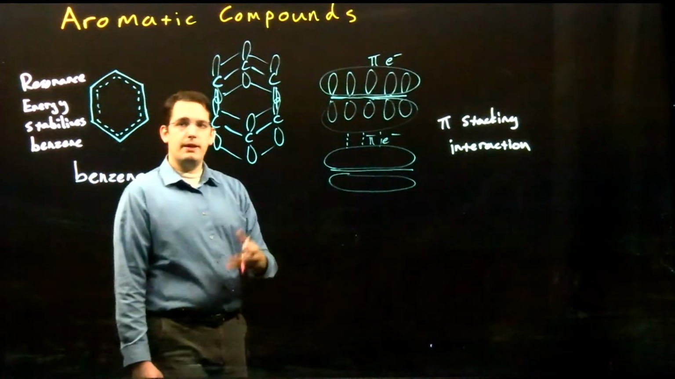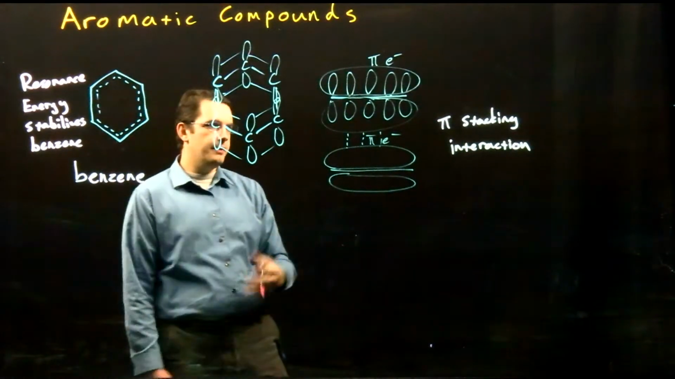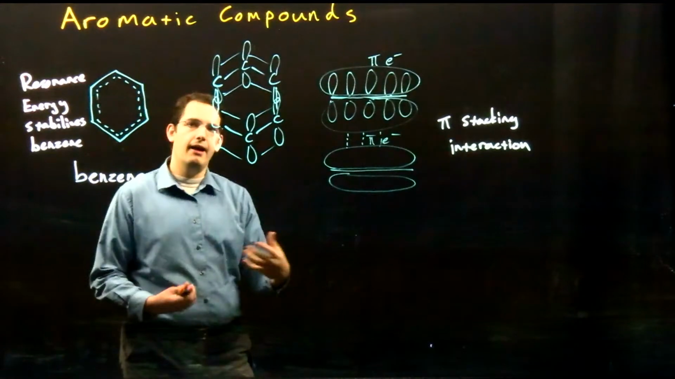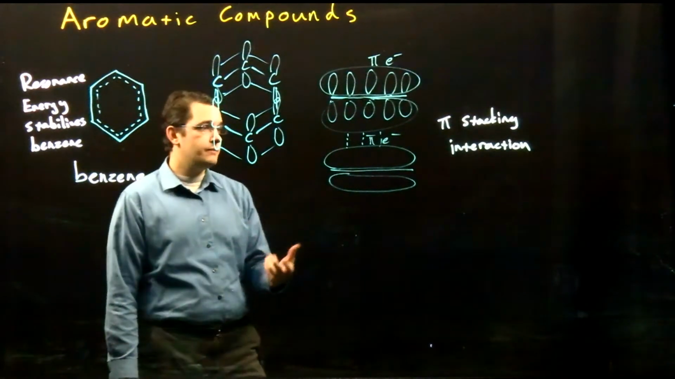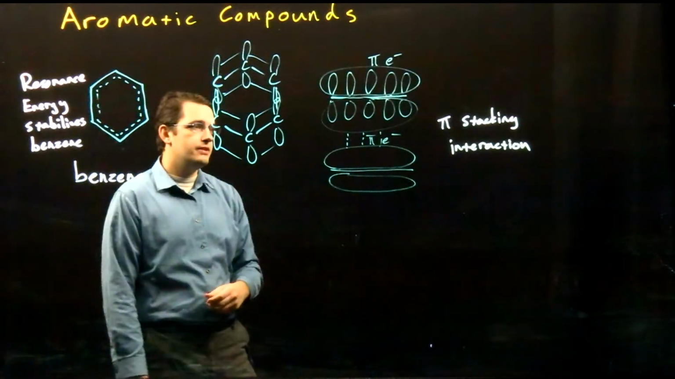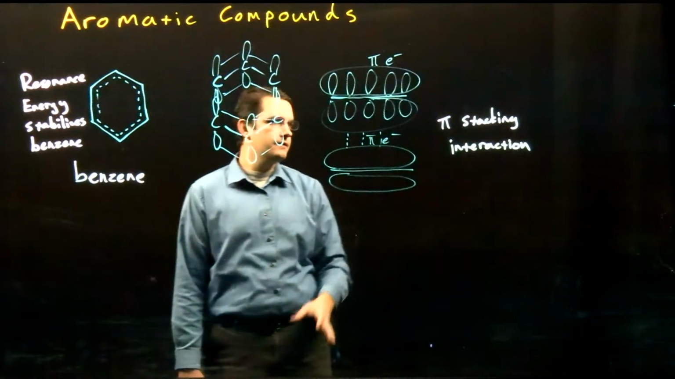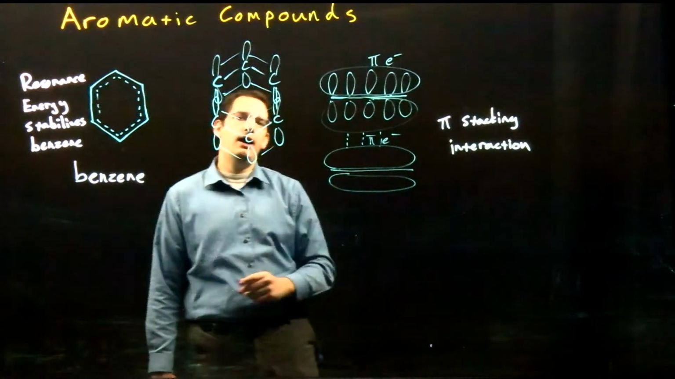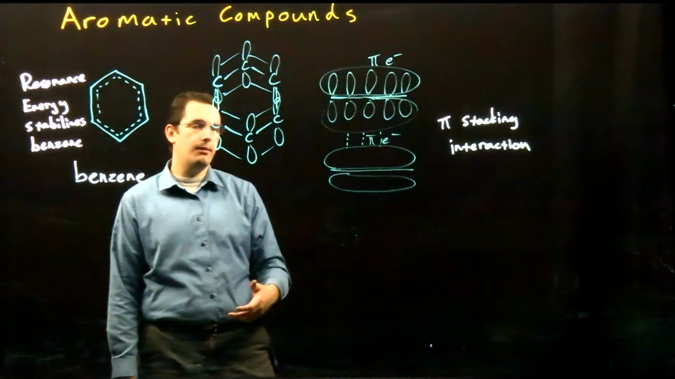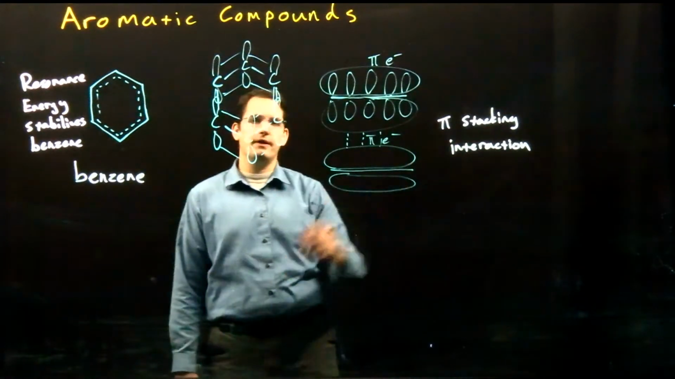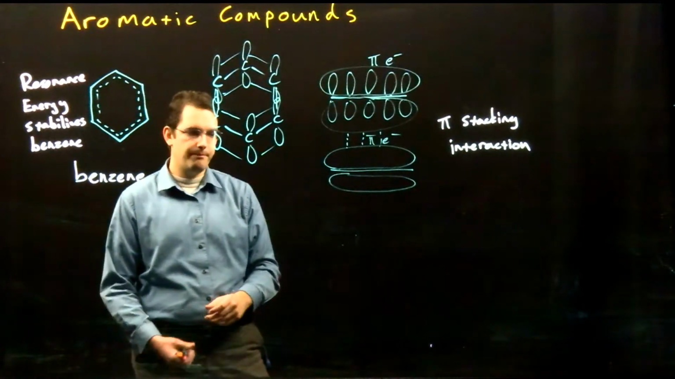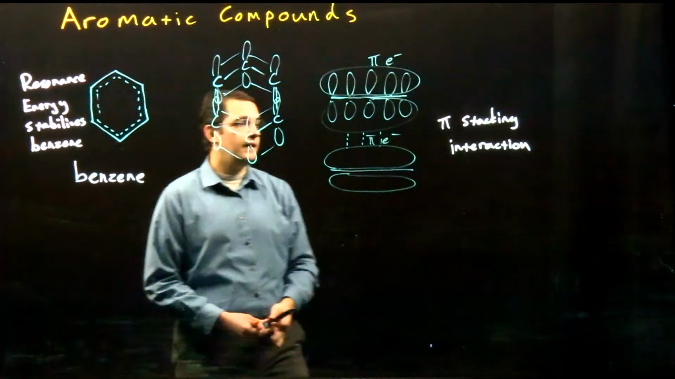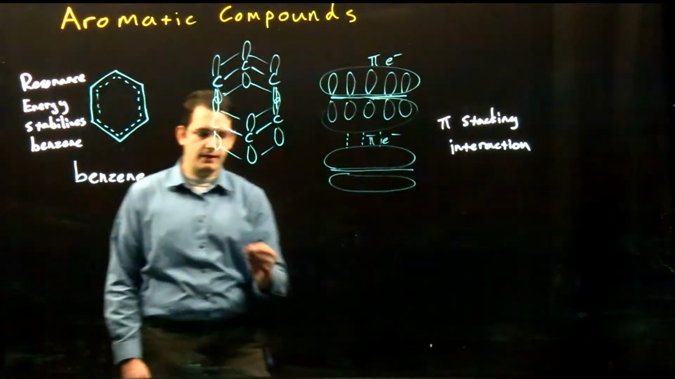So even though our benzene is still a hydrocarbon, right, which means that we only have those weaker London dispersion or van der Waals interactions between our hydrocarbons, it will actually have higher boiling points than comparable molecules because of this extra pi stacking interaction. This is especially the case for larger aromatic ring systems.